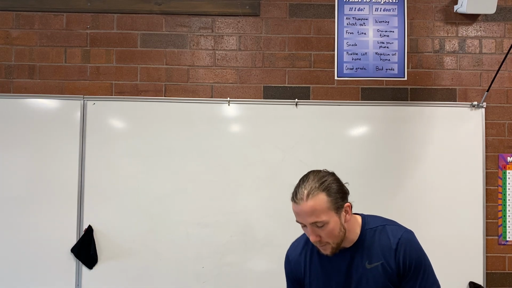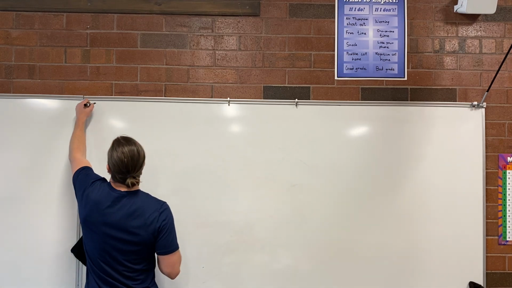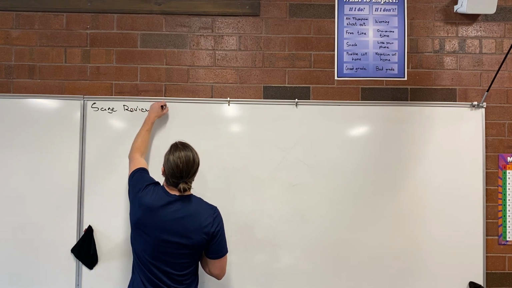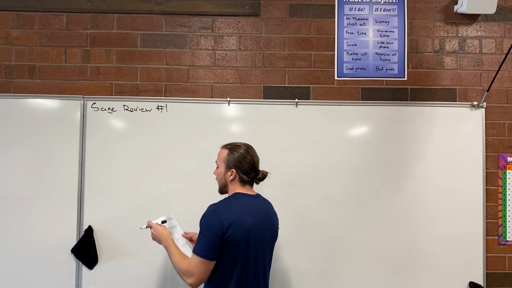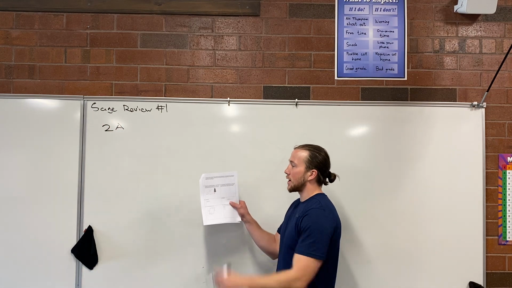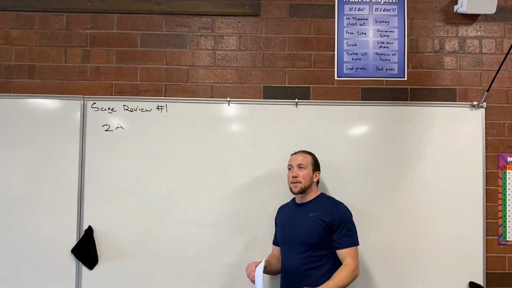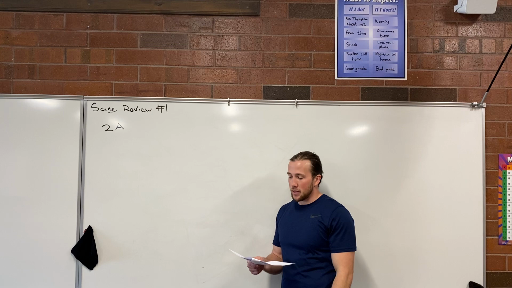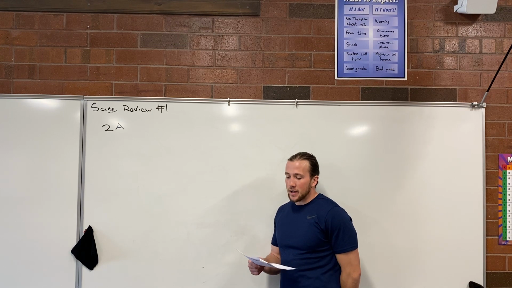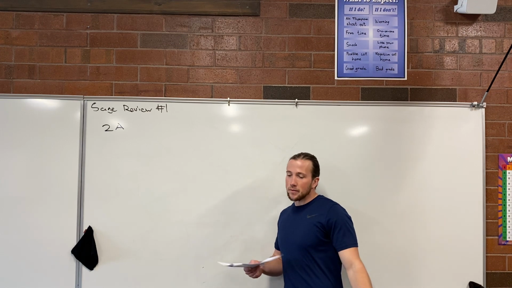All right, so 2A. I actually should have kept part of that still up. This is still Sage Review number 1, but now we are on 2A. 2A is at the very top of the second page of Sage Review number 1. This is asking us to draw a picture of the midsegment theorem, specifically the triangle midsegment theorem, which says that if a segment connects the midpoints of two sides of a triangle, then the segment is parallel to the third side of the triangle.